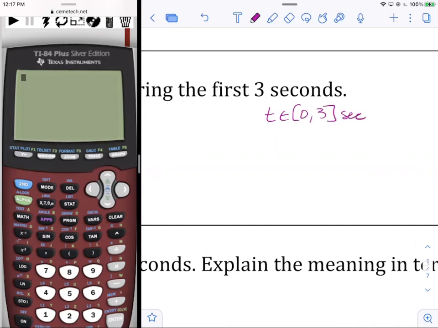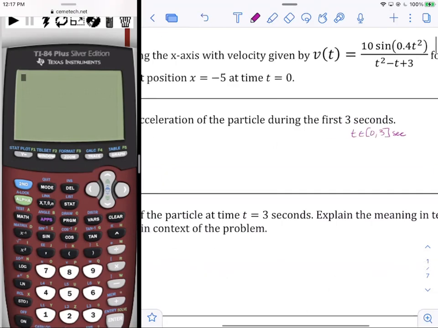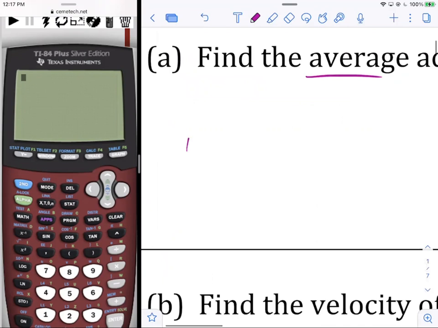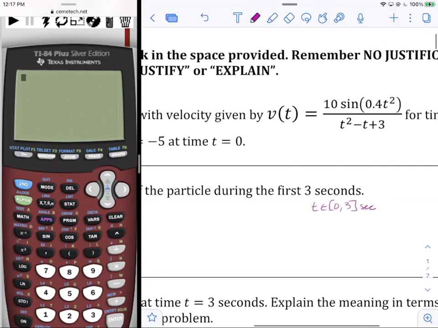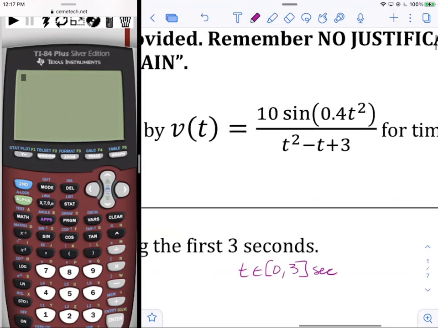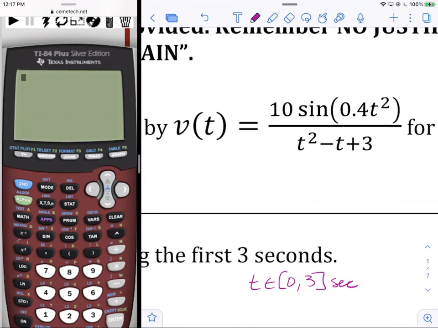And anytime you have a calculator question, whether it's multiple choice or free response, you want to show your setup, okay? You got to show your setup. So here's what we're going to write. We're going to write average acceleration. Average acceleration is the average rate of change of velocity. Now notice the velocity has a name already, a distinctive name, v of t.